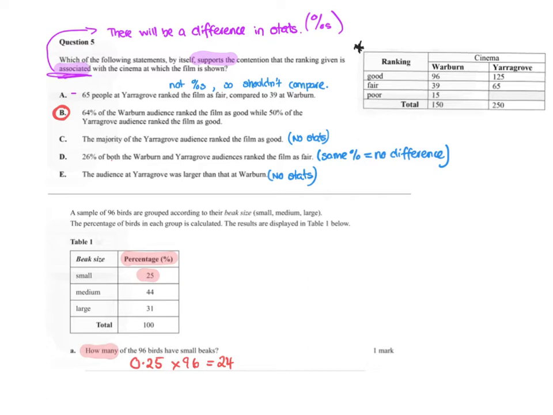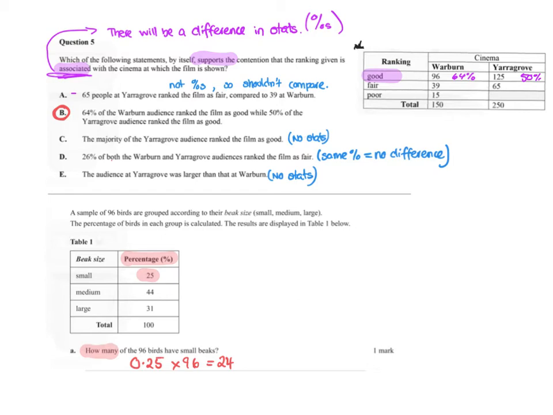The next one says 64% of the Warburn audience thought the film was good, while only 50% at Yarra Grove. Now this one does support it, because there's a difference in percentage, and you have to be talking about the same category to be able to say. So see how they said it was good. Warburn, when we changed this, was 64%, and this one became 50%. So because we're comparing the same category and there's a difference, we can say they're associated.